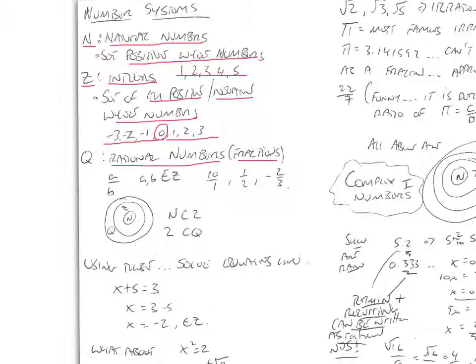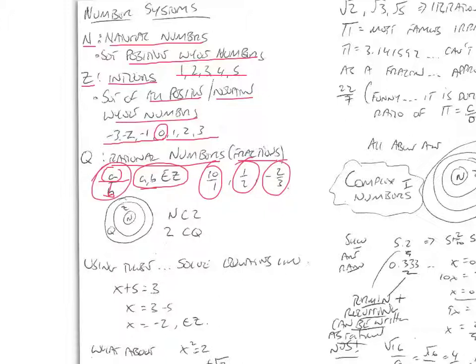And then we have rational numbers, otherwise known as fractions. So rational numbers are any numbers that can be expressed as A divided by B, where A and B are from the set of integers, i.e. they're positive or negative whole numbers. So 10 over 1, 1 over 2, minus 2 over 3 are all examples of rational numbers, numbers which can be expressed in fractional form.